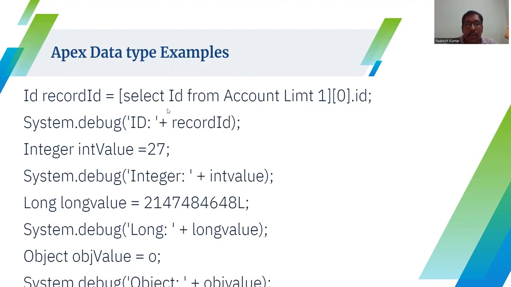So when I say record ID, it's going to print the record ID here. Got it? Similarly, I'm going to declare a variable called integer variable. It's going to be of type Integer. I'm going to assign the value 27 and print the value here. Similarly, I'm going to declare a long variable. The long variable goes with an L at the end, and I'm going to display the value here. The next one is the object value. I'm going to store some value in the object and display the object value.